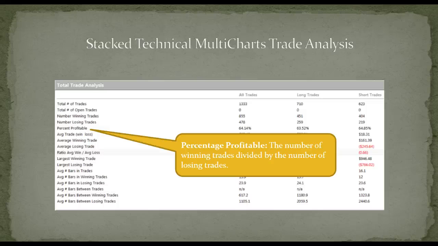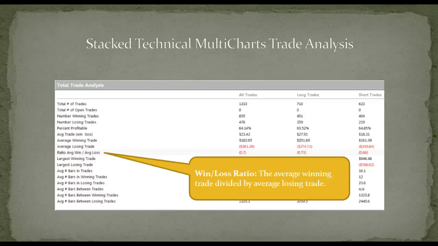The percentage profitable, which is simply the number of winning trades over the total number of trades, is 64%, which is a fantastic percentage. You want something high like that. The win-loss ratio is the average winning trade divided by the average losing trade. Here you can see we're only at 0.7. You want to get that over 1, but seeing how our percentage profitable is so high, that's how we make money. We're winning a lot more, but we're not winning as much as our losses.